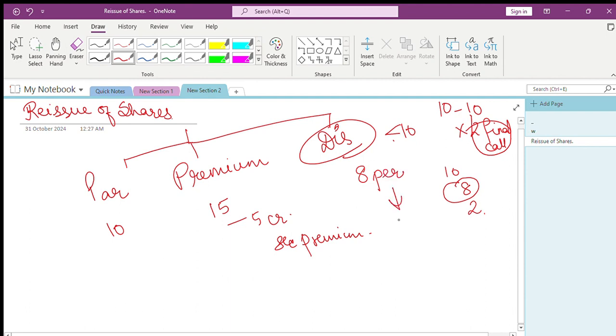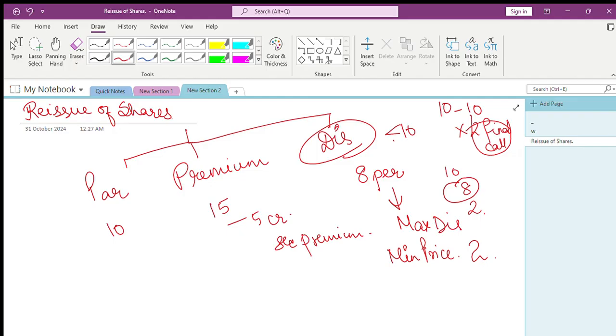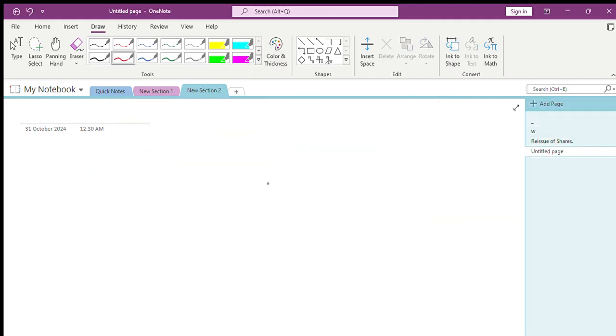That is the maximum discount we can give, or the minimum price at which this should be reissued is 2 rupees, so that we don't make any loss. Up to no profit no loss is possible, but reissue can never be at a loss. So you can give a discount up to the amount received by you. Here, let's come to examples of the same.